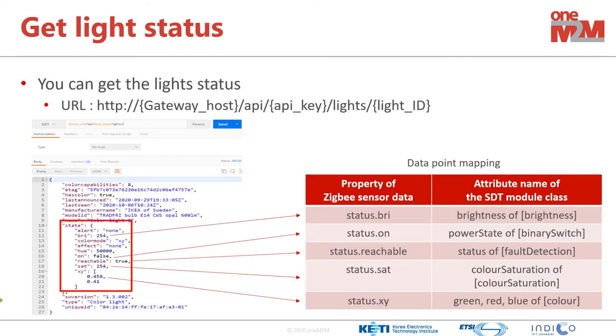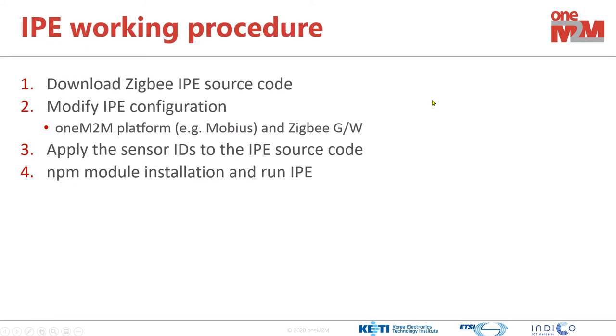Just for your information, if you are interested in state only, there's no kind of resource URL accessible by Deacon, so you should just use the light ID in the request. So this is the interworking procedure.